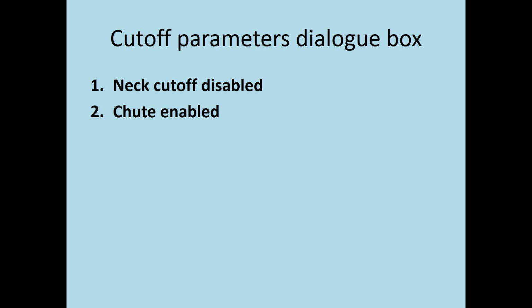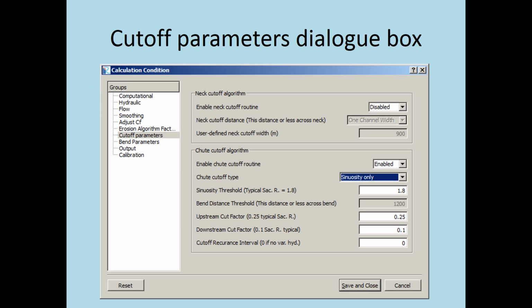Okay. In the dialog box for the neck cutoff algorithm, disable the neck cutoff routine. And under the chute cutoff algorithm, enable the chute algorithm. So here you see that. The neck cutoff algorithm is disabled. The chute cutoff algorithm is enabled.